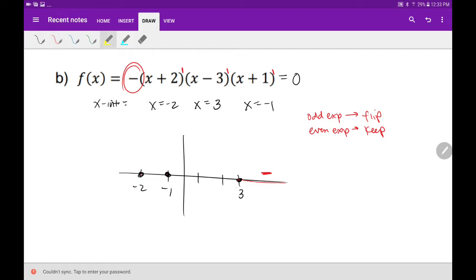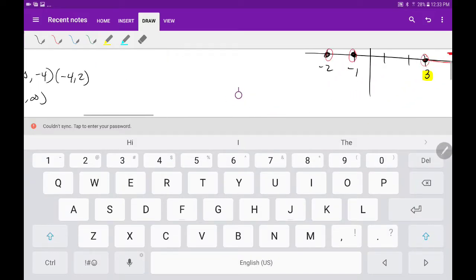Now we have a decision to make at x equals 3. So go to where you got x equals 3. Look directly above that. We have an odd exponent. Hey, notice all of our exponents are odd. That means that at each x-intercept, we're going to flip. We're going to keep flipping our signs.